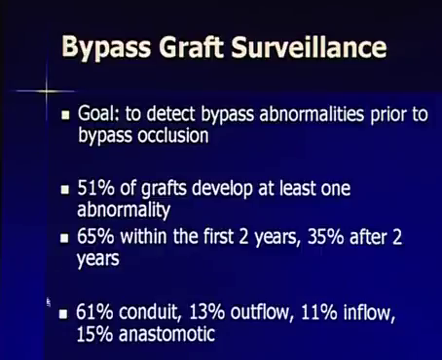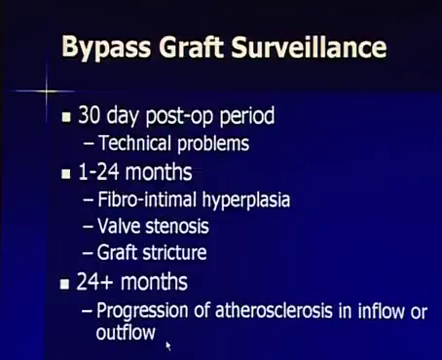Most of the time, the problem lies in the conduit itself, in the bypass graft. That's where the stenosis will develop. The remaining stenotic regions occur either in the inflow or outflow vessels, as well as the anastomotic region. Early on, when we see a stenosis in the first month or so, it's probably associated with a technical problem that occurred during the surgery. Whether it's a retained valve or something along those lines, that's what we see early on.